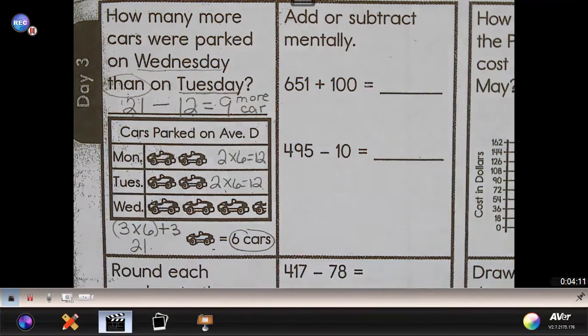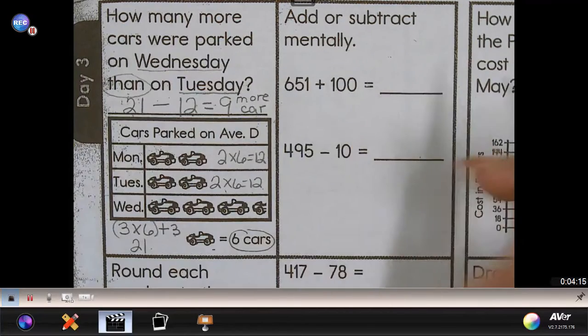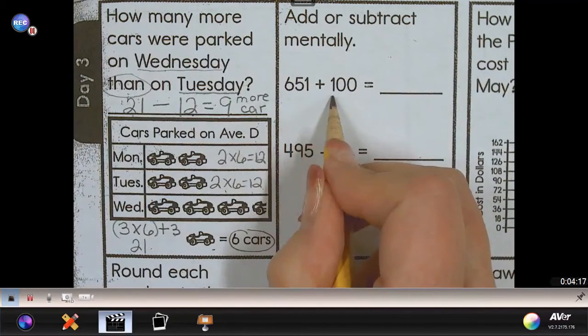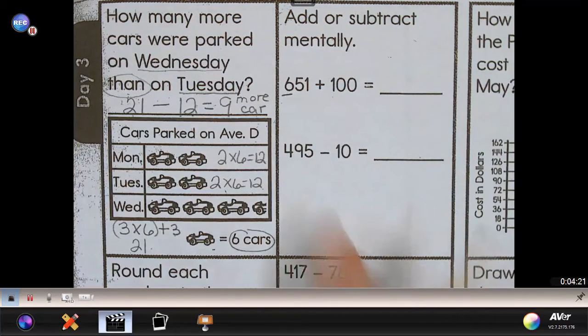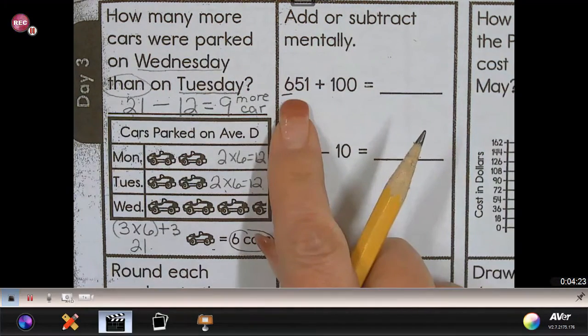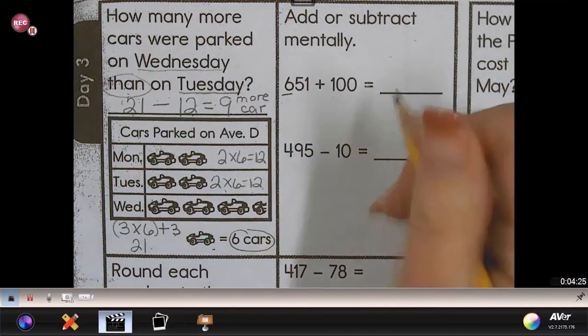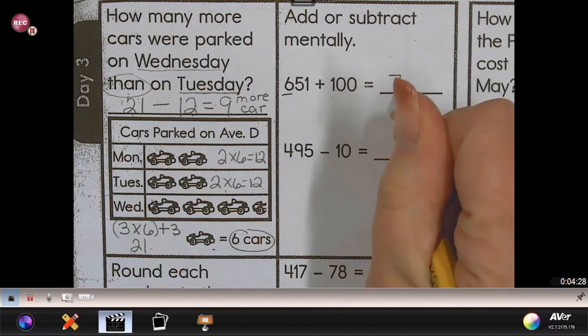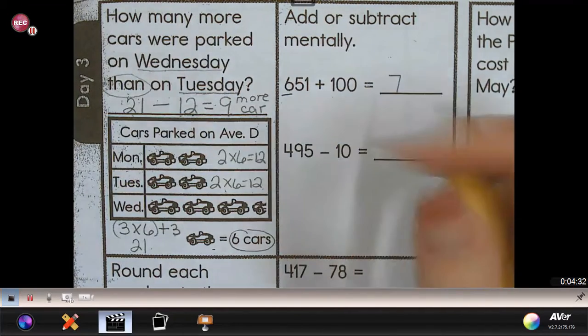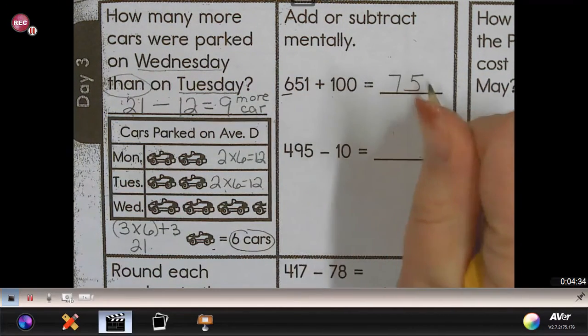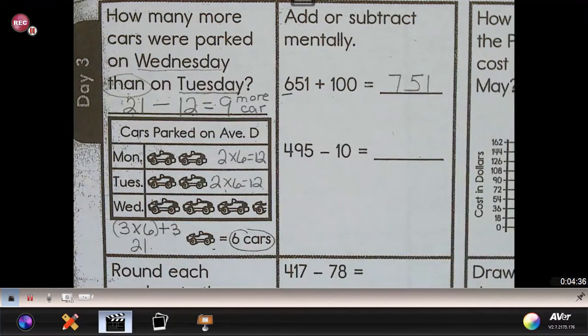Our next problem is adding or subtracting mentally. So we're adding 100 more to my hundreds place. So since I have 6 hundreds here, if I add 1 more 100 onto my 600, that would be 700. We're not adding any 10s or 1s, so those remain 50 and 1.